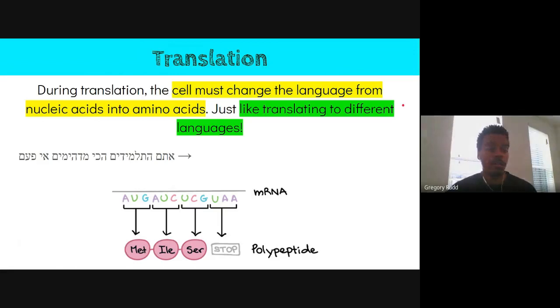Okay, so we're going from the language of nucleotides, AUGC, nitrogen bases, to a language of amino acids. So we're translating languages here. In the past, we did transcription. We transcribed from DNA, which was still nitrogen bases, to mRNA, which is still nitrogen bases. All right, so same language, we just wrote it slightly differently. Here, we're writing a different language.